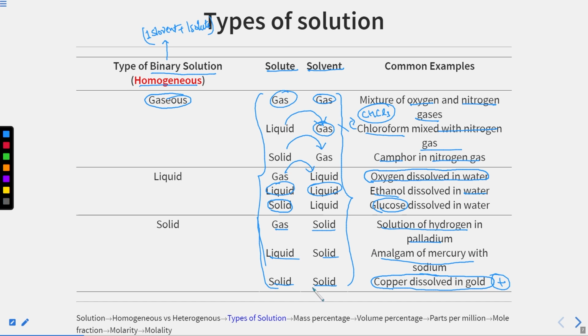Now next, one more thing I want to say here: this process of a solute dissolving in a solvent is called dissolution. What is it called? It is called dissolution. It is a term you should remember, that when a solute is dissolved in a solvent, it is called dissolution.